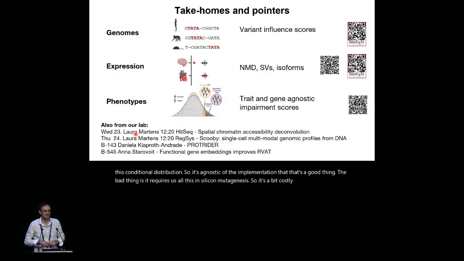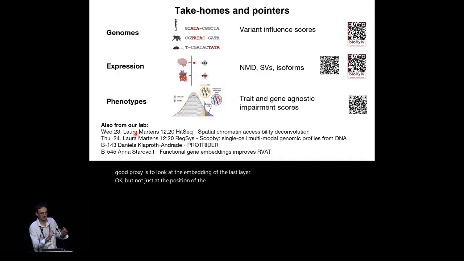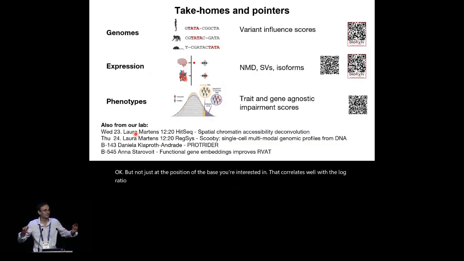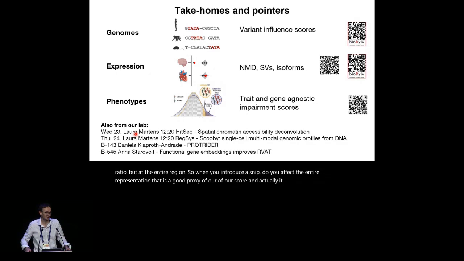What seems to give a good proxy is to look at the embedding of the last layer, but not just at the position of the base you're interested in. That correlates well with the log ratio, but at the entire region. So when you introduce a SNP, do you affect the entire representation? That is a good proxy of our score, and actually it ranks very similarly. And perhaps it captures the same mathematical underlying theme, perhaps.